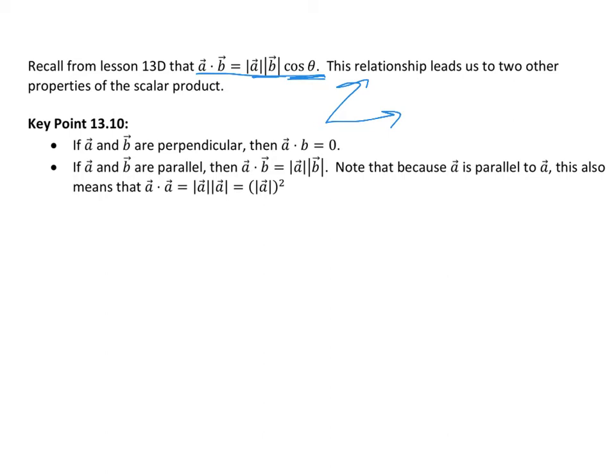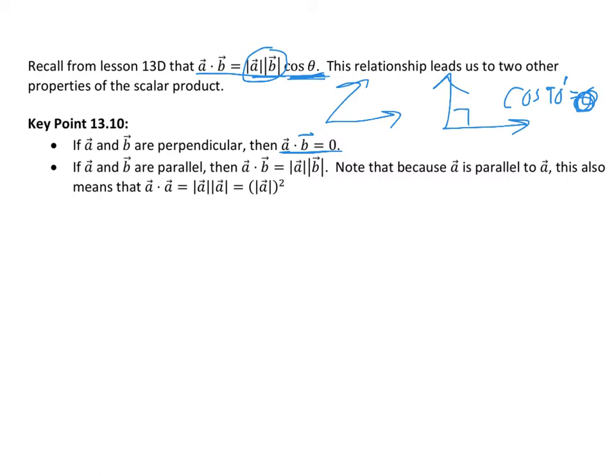This relationship leads us to two other properties of the scalar product. The first one is, if two vectors A and B are perpendicular, then the angle between them is 90 degrees, and we know that the cosine of 90 degrees is 0. So whatever these magnitudes are, the cosine is going to be 0, which means that whole dot product is going to be 0. So if two vectors are perpendicular, their dot product is automatically 0. Just realized I was missing a little vector line over the top of that one.